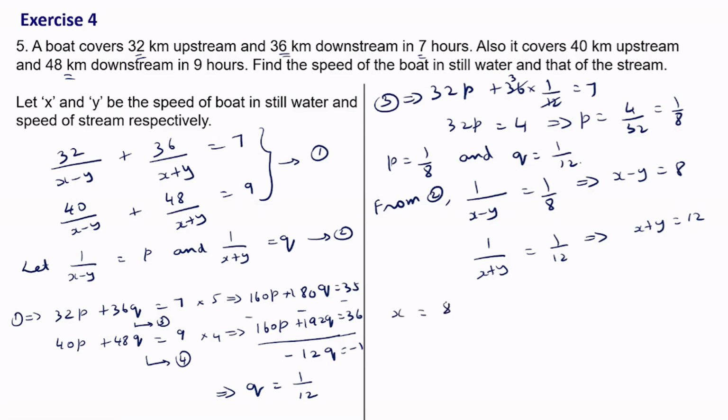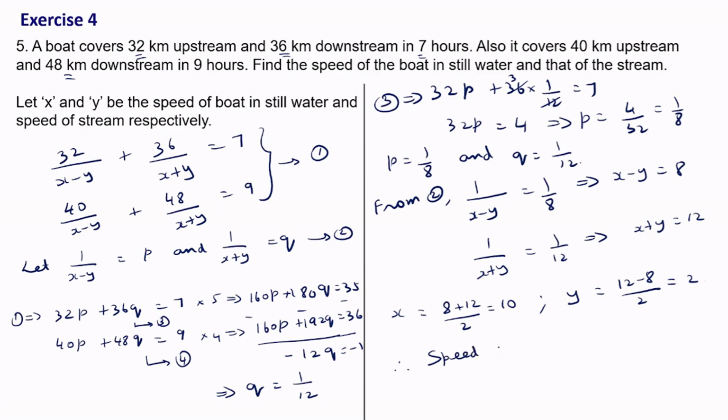X will be 8 plus 12 by 2. It is 20 by 2 which is 10. And y will be 12 minus 8 by 2. It is 4 by 2 which is 2. Therefore the speed of the boat in still water is 10 km per hour and speed of the stream is 2 km per hour.